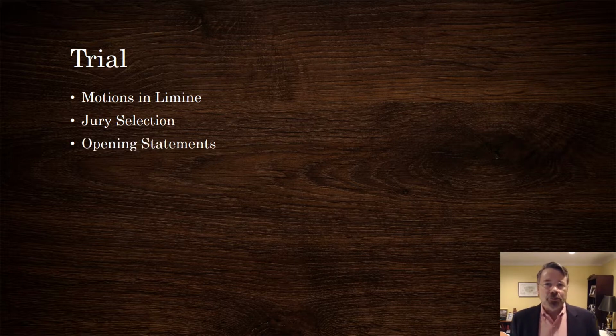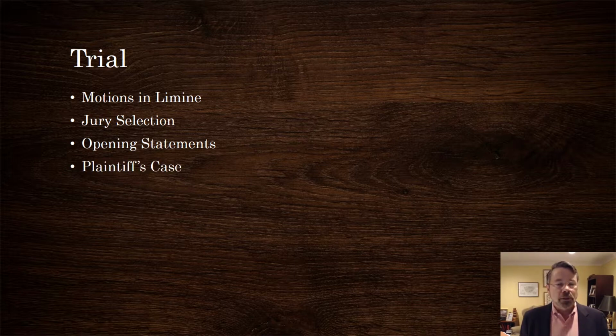Each side is allowed to make opening statements. Plaintiff outlines what they think the evidence is going to show, and then the defendants follow to say what they think the evidence will show in the case. Plaintiff goes first because it's their burden to prove his or her case, and then that is followed by the defendant's case. In most trials, the witnesses don't overlap.